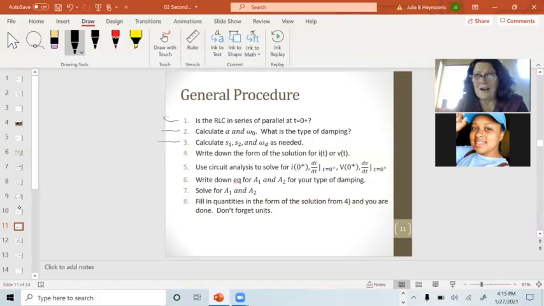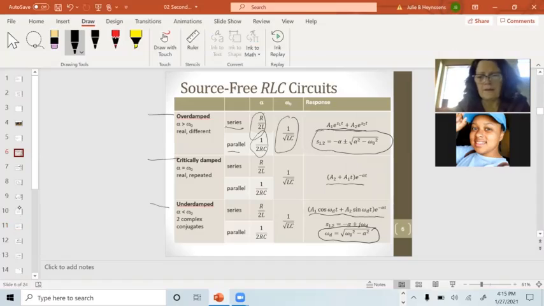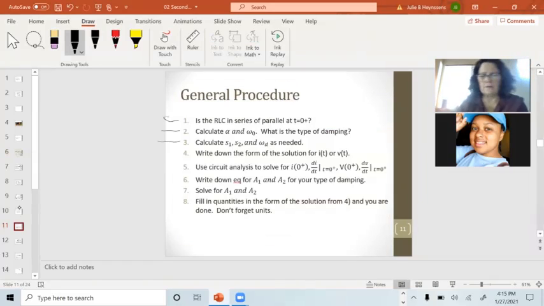If it's over damped, I need S1 and S2. If it's under damped, I need omega D, and that's on that first one of the key slides. And there's formulas for them. They're on slide 11. Let's just jump back and look at it. See, if it's over damped, there's S1 and S2. If it's under damped, there's omega D. So I just calculate the ones I need, and if it's critically damped, I can just skip that step.